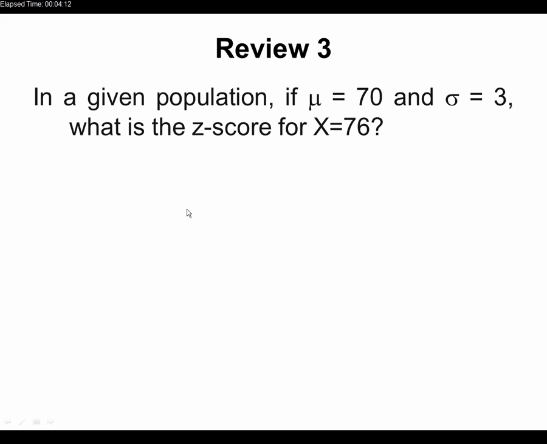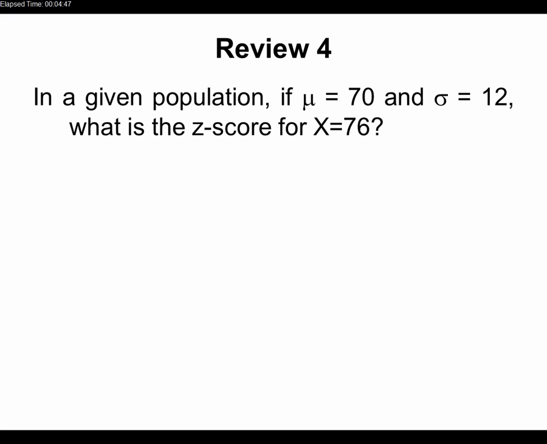In review 3, let's talk about a given population where the mean is 70 and the standard deviation is 3. Figure out the z-score for x equals 76. Come on, you know how to do it. Just like we just did. Okay, 76 minus 70. So this x score minus the mean divided by the standard deviation is +2.